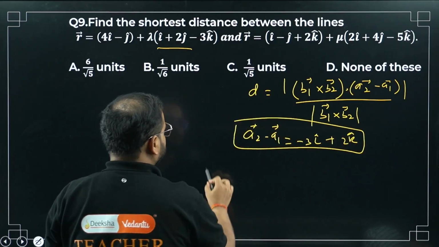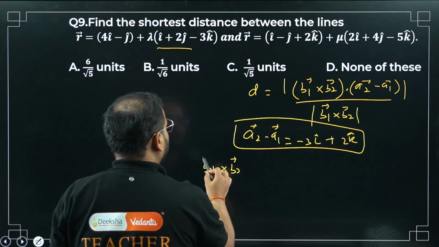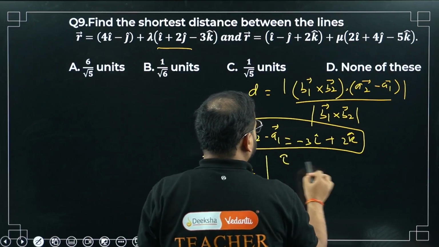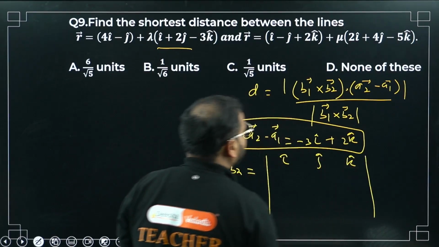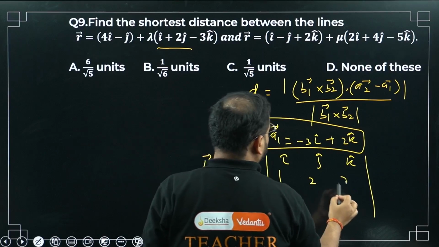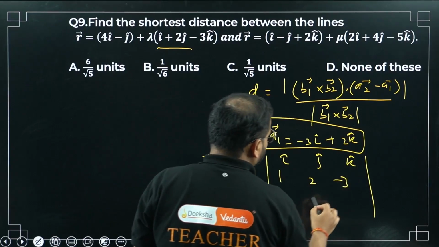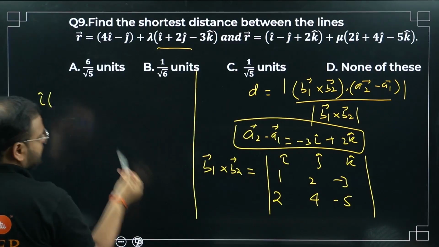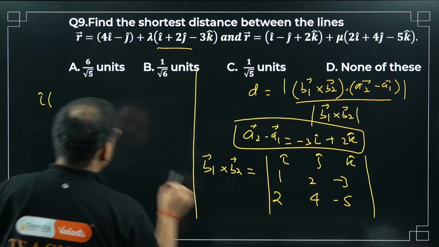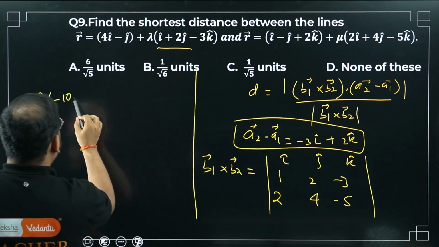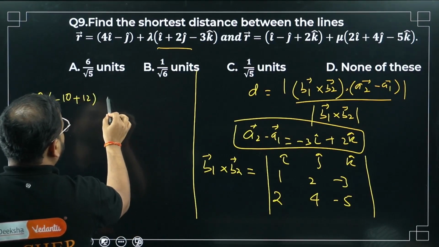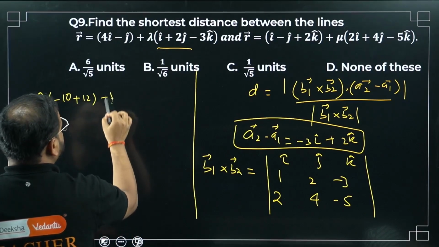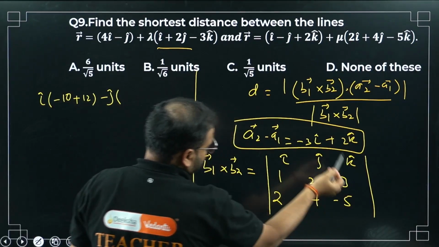What about B1 cross B2? B1 cross B2 will be given by what? First I write here i cap, j cap and k cap. What is B1? 1, 2 and minus 3. B2? 2, 4 and minus 5. Check on this side. i cap times what? Minus 10 plus 12. Again, what? Minus, not plus. So for j we have minus, right? So minus j cap times, I get minus 5 plus 6.